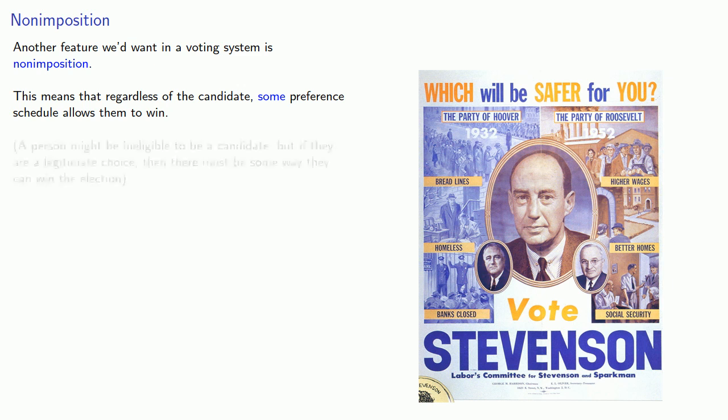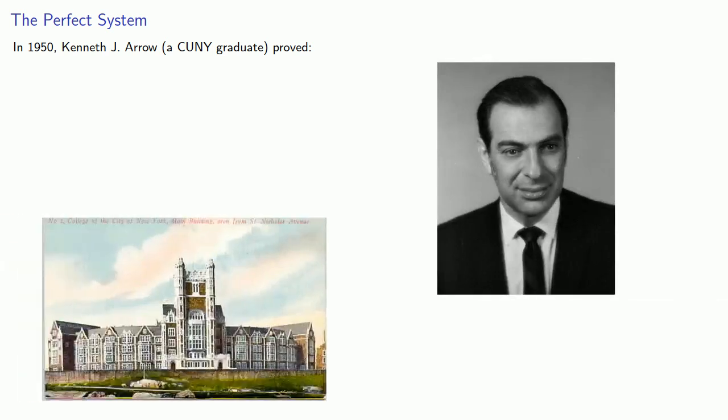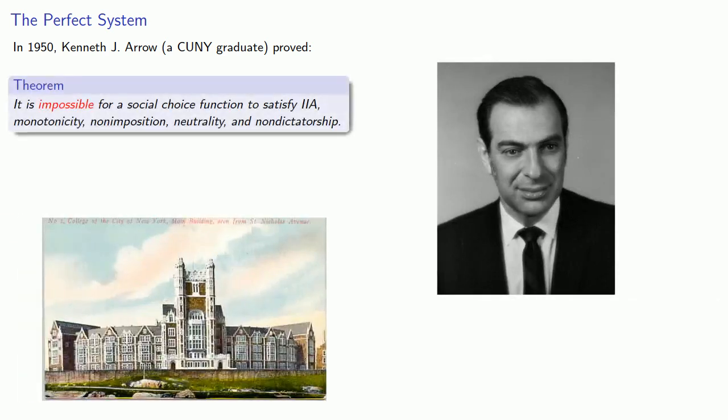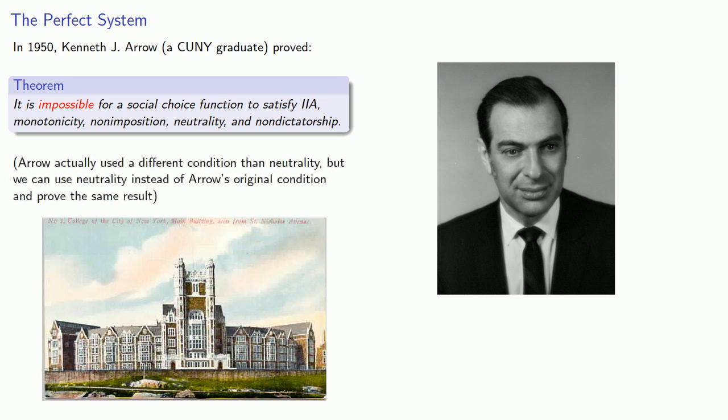In 1950, Kenneth J. Arrow, a CUNY graduate, proved the following. It is impossible for a social choice function to satisfy independence of irrelevant alternatives, monotonicity, non-imposition, neutrality, and non-dictatorship. Arrow actually used a different condition than neutrality, but we could use neutrality instead of Arrow's original condition and prove the same result. Now, we should regard Arrow's system with some dismay because it says that the perfect system doesn't exist.